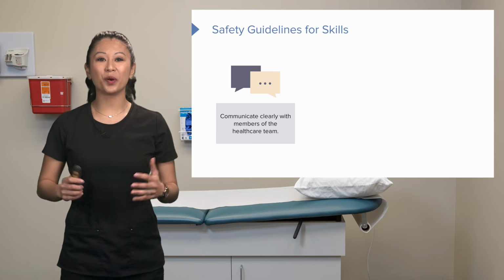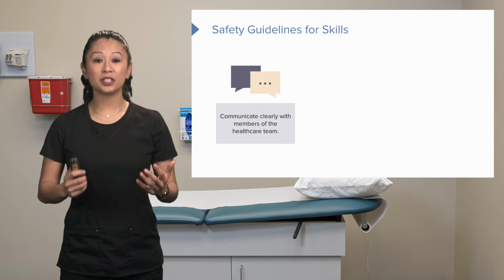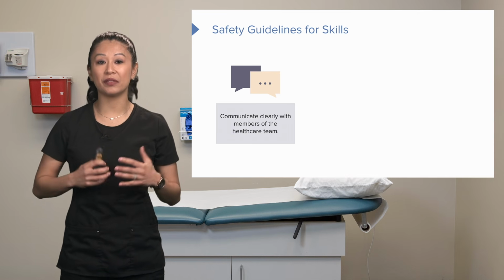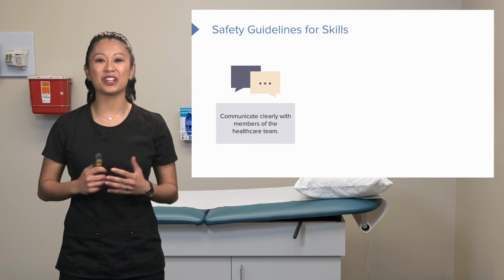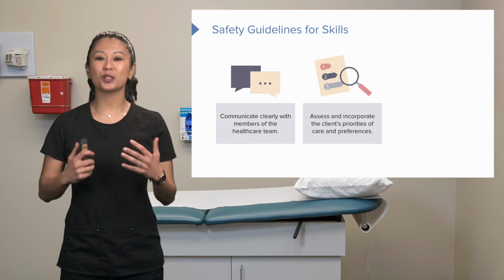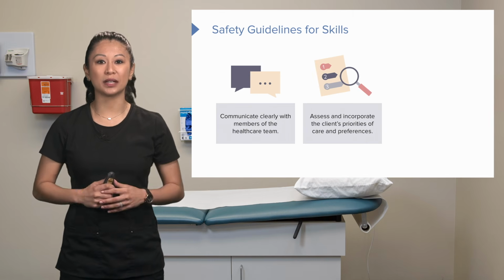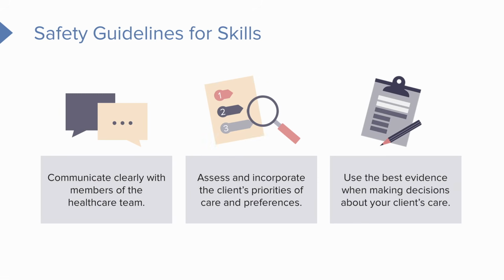It's really important to communicate clearly with members of the healthcare team. This could mean that we had to discuss precipitating symptoms of an abnormal vital sign, or maybe clear and accurate documentation in the record. Also, of course, make sure you assess and incorporate the client's priorities of their care and their preferences, and always use best evidence when making decisions about your client's care.